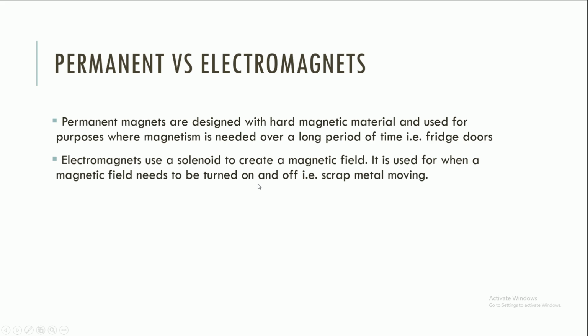So finally, permanent magnets are designed with hard magnetic material and used for purposes where magnetism is needed for a very long period of time. Of course, with this you don't have the option of just switching it off. But electromagnets, as I said before, use a solenoid, which is the metal that you put inside the coil of wire, to create a magnetic field, and it is used when a magnetic field can or needs to be turned off and on, like for example when you are moving metal scraps, and that is very handy.